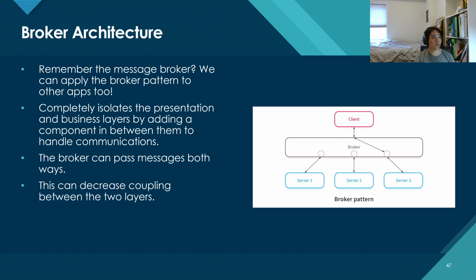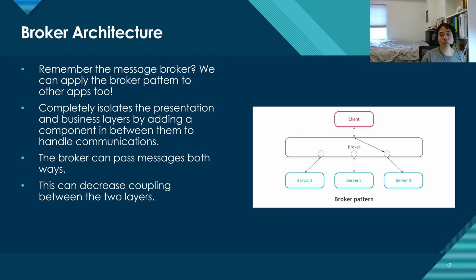Okay, the next one is the broker architecture. I'm sure you all remember the message broker, the good old message broker that dispatches messages depending on what's requested. So basically, this middleman is also part of the architecture called the broker architecture. The broker architecture isolates the presentation and business layers by adding a component so that both layers can interact and at the same time decouple from each other.